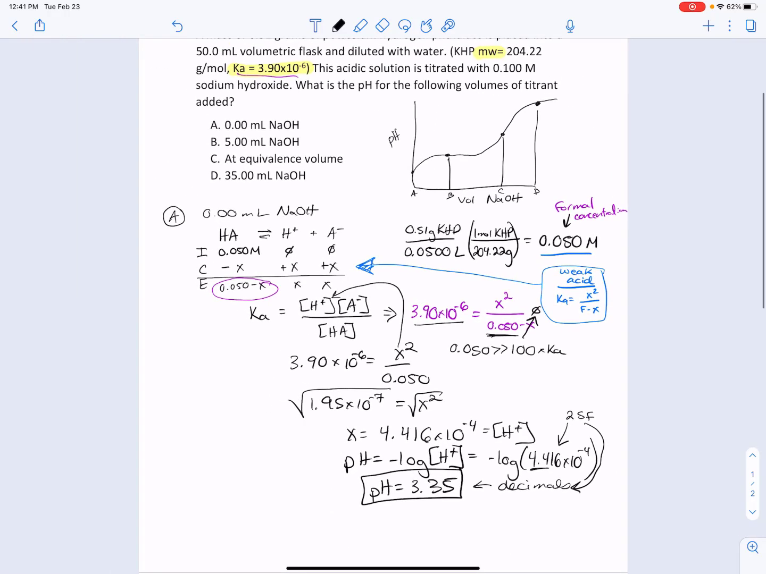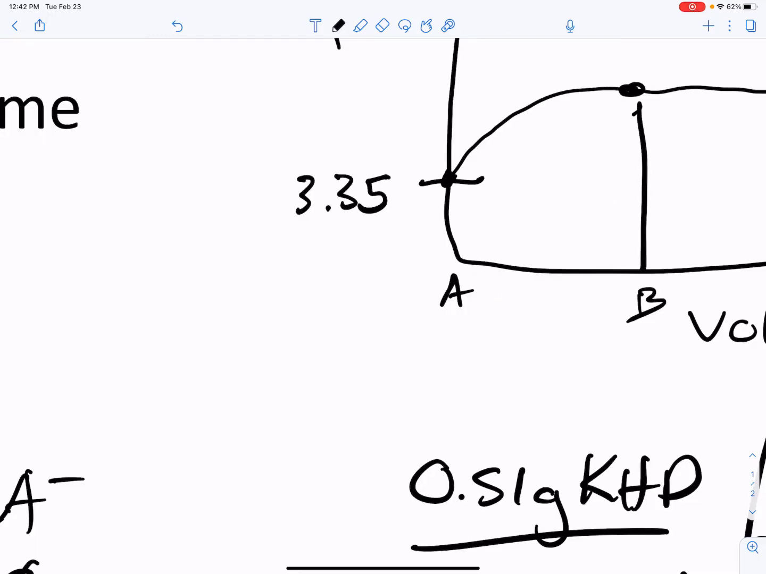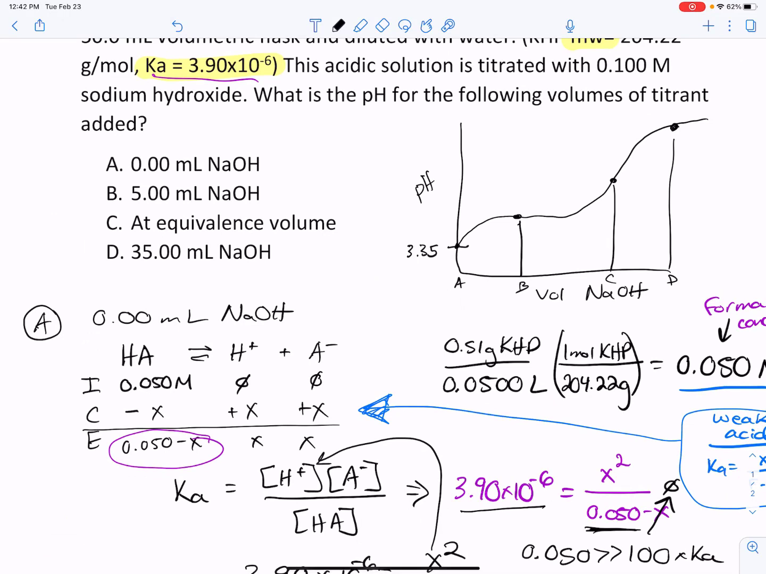So let's go ahead and mark this on my pH chart. What is my pH at point A? It's 3.35. I like to draw my chart and mark on it because it helps me realize if I ever made any errors. I know my pH needs to steadily increase as I add my base, and if it does not do that, then I made an error somewhere, either mathematically or logically.